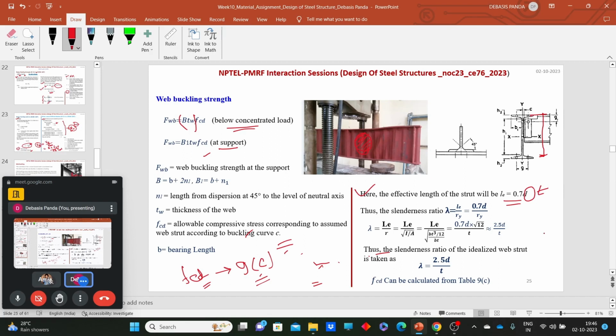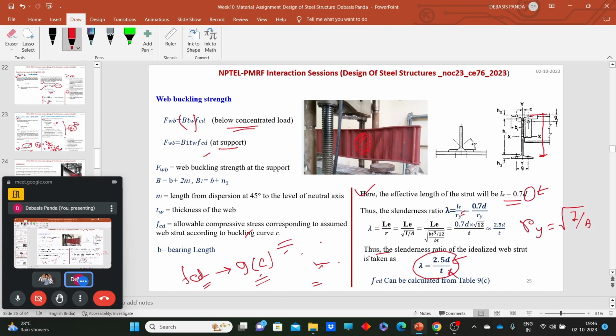Now, what should be the slenderness ratio? We know it is effective length divided by r_y. And what is the radius of gyration? r_y is nothing but the root of I by A. So it comes out as 2.5 D by t. For an idealized web strut, the slenderness ratio is taken as 2.5 D by t, where D is the effective depth of the web portion and t is the thickness of the web portion.